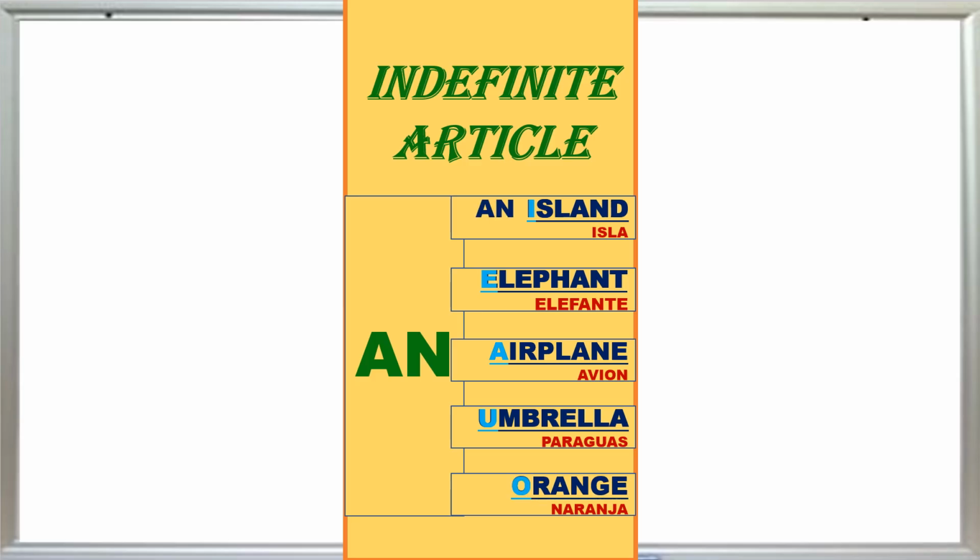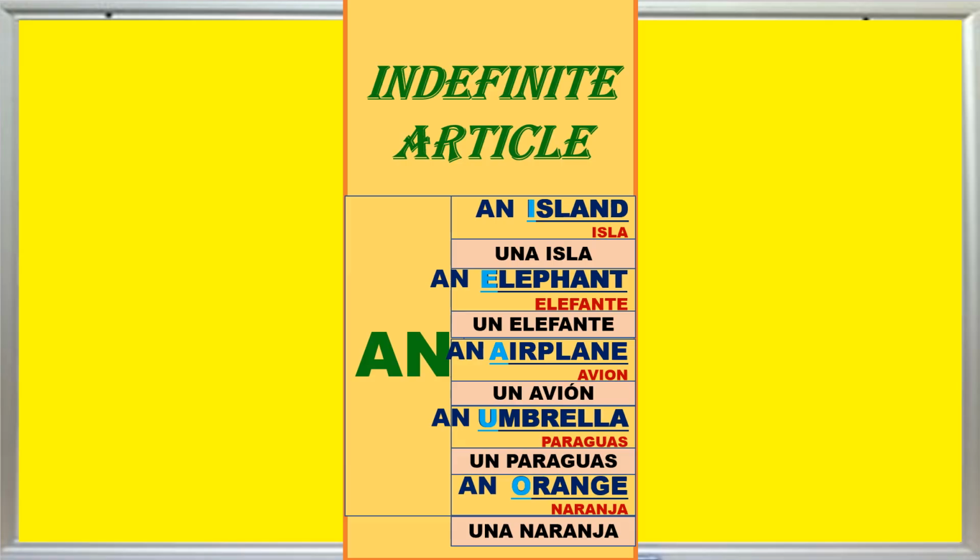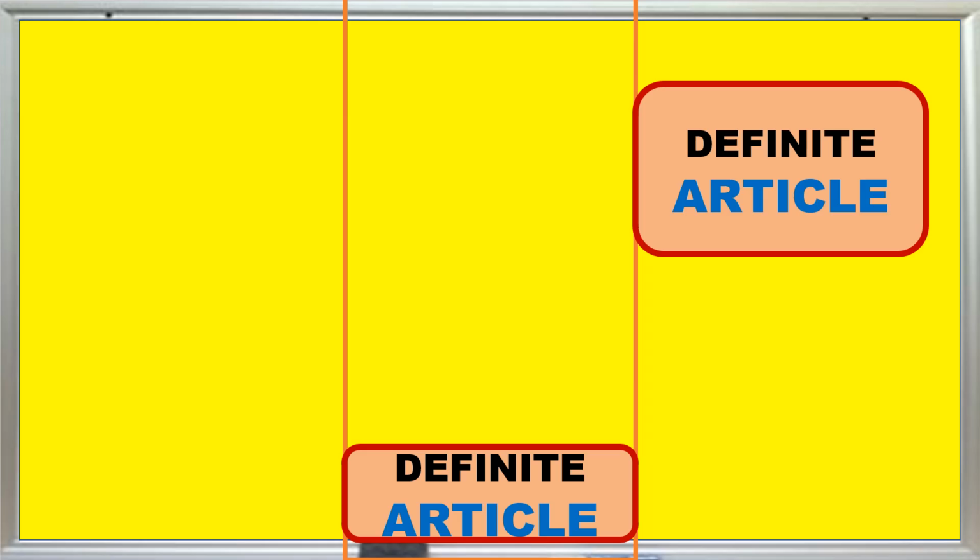To say an island in Spanish, we say una isla. To say an elephant in Spanish, we say un elefante. To say an airplane in Spanish, we say un avión. To say an umbrella in Spanish, we say un paraguas. And to say an orange in Spanish, we say una naranja. And that's the way the indefinite articles a and an work.